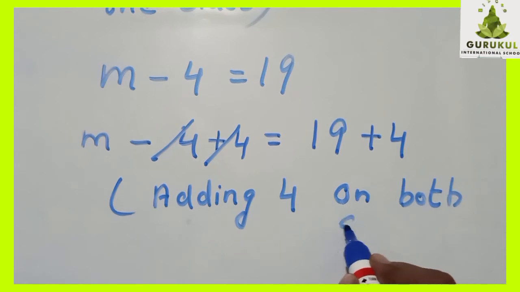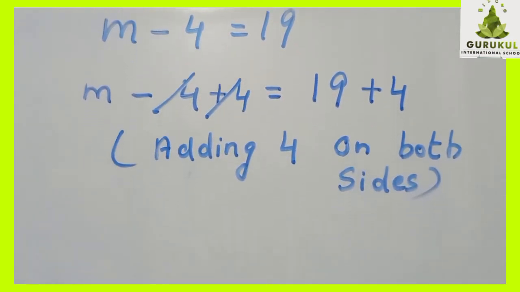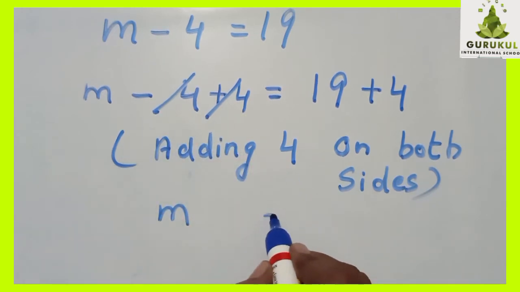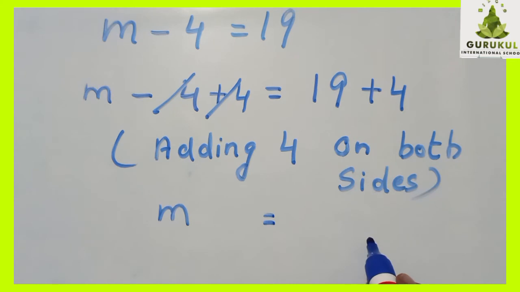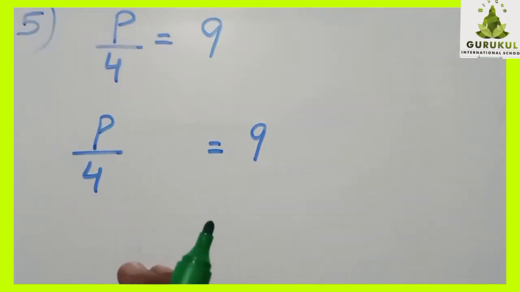On both sides of the equation, on LHS, RHS, both you added 4. So you are getting m, this is 0. So m is equals to 19 plus 4. How much are you getting? 19 plus 4? 23. So this is the answer for the variable m. Is it clear? Copy down this.